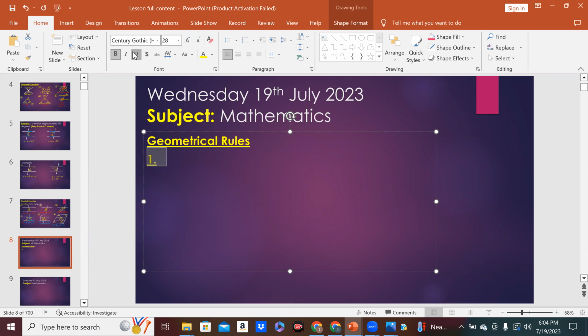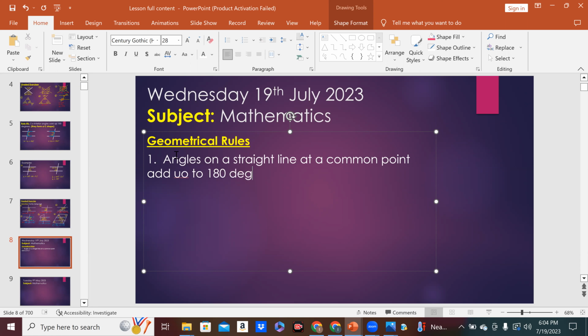Angles on a straight line at a common point add up to 180 degrees. Who's saying that? Arnick. Very good, Arnick. Angles on a straight line at a common point add up to 180 degrees.